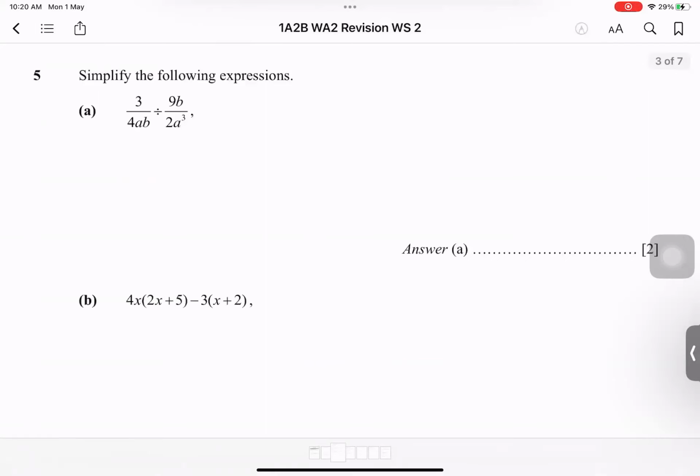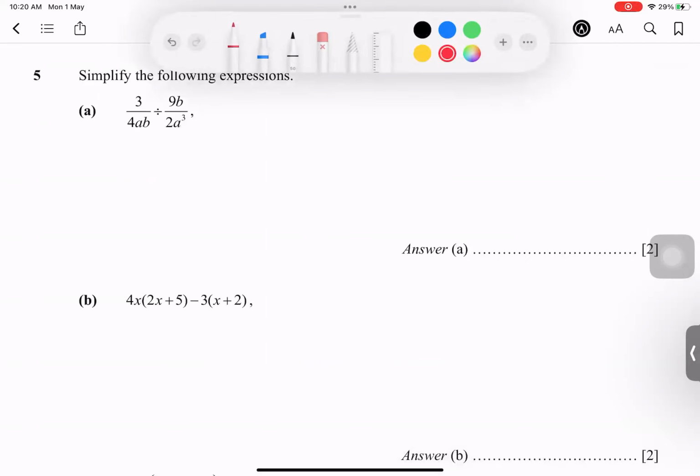Simplify the following. Now, when we do this kind of simplification, there is this division sign. What do we need to do? KCF, some students taught me, right? What is KCF? Keep change flip. Yes, keep change flip. So we'll keep which one? Keep the first one in front. Change this one to a multiplication sign. Flip this fraction. So 2a cubed over 9b.